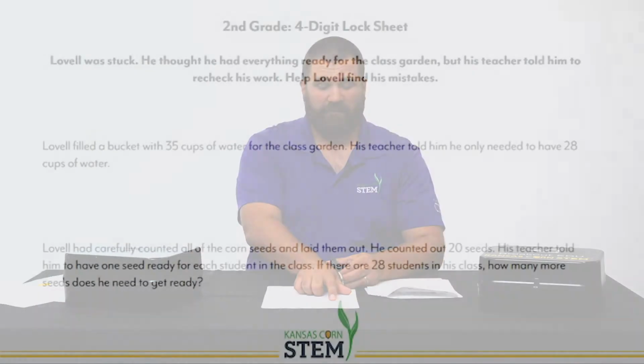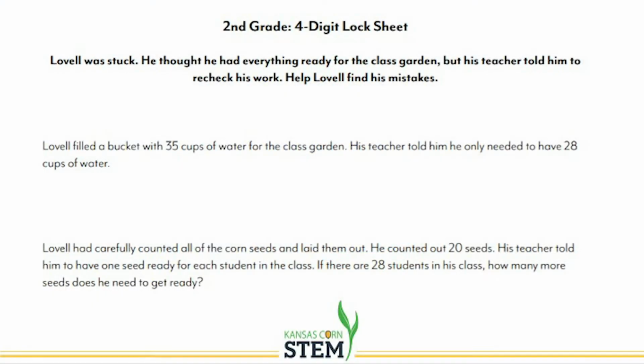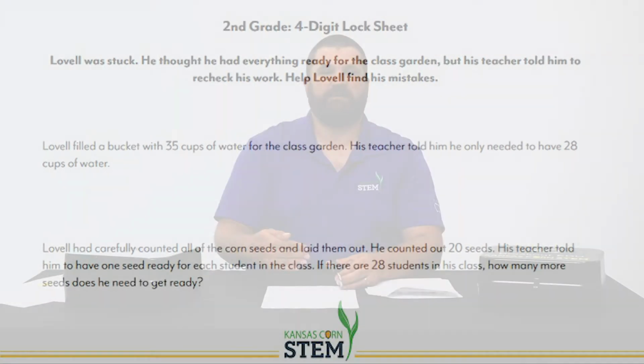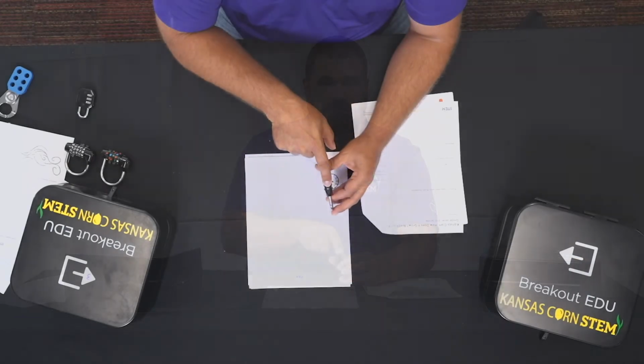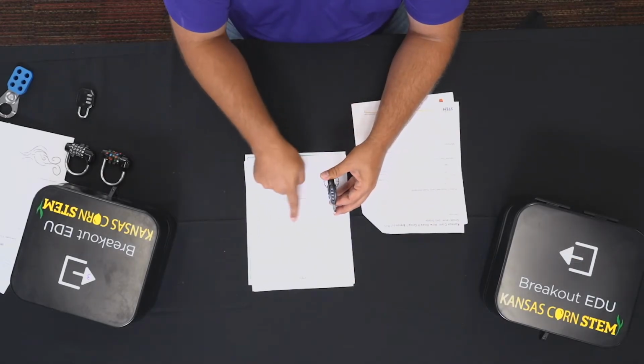So Lavelle is going to fill a bucket. He has 35 cups of water for his class garden. His teacher told him he only needed 28. So his mistake is he's 7 off. So 7 is going to be your first number. Kids can write on this.